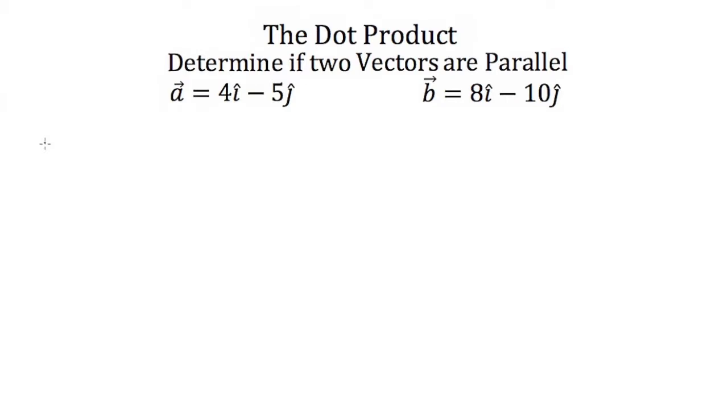Now let's try using the dot product to determine if two vectors are parallel. Here I have vector A, which is 4i minus 5j, and vector B, which is 8i minus 10j. Once again, I'm going to use my formula. The cosine of theta is equal to the dot product of our two vectors, so A dotted with B, all over the magnitude of A times the magnitude of vector B.